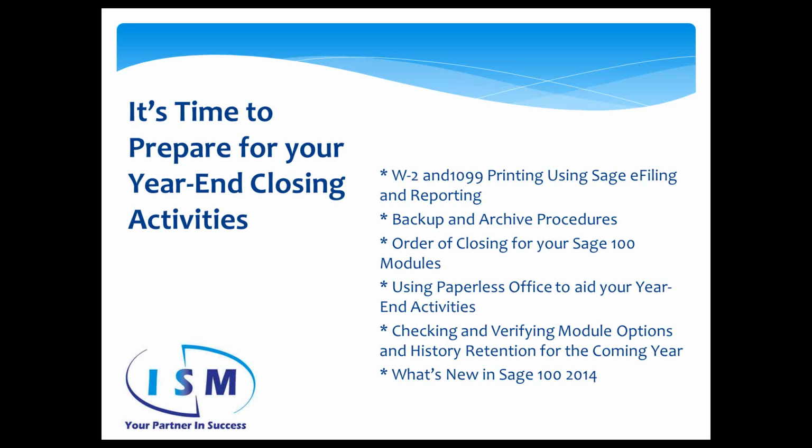The other item we're going to go through is the backup and archive procedures of having to back up your system or archive your data off if you find that your system is starting to run slow because you have a lot of data you've been storing for a lot of years. I'm going to show you where a few of those items are in the system. And then we're going to go through the order of close.